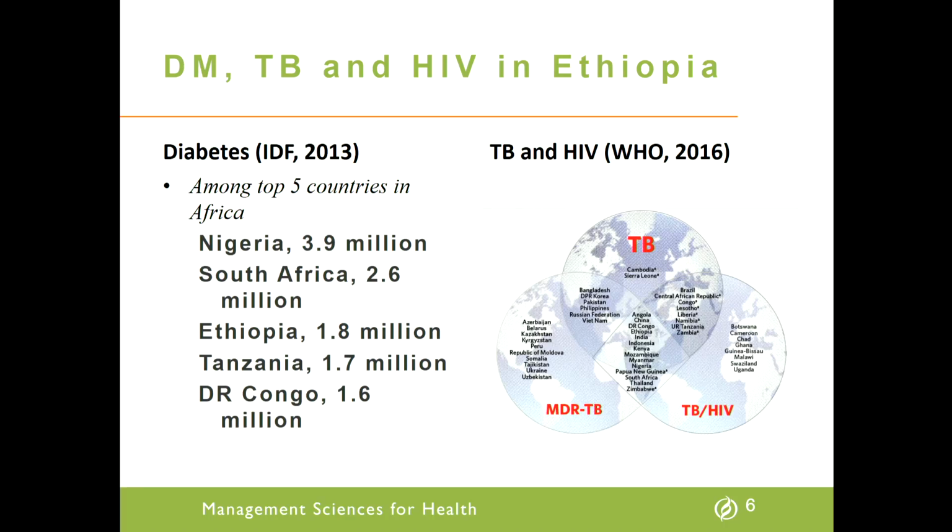So we did this as part of our commitment to take action and show that we can implement integrated service delivery for TB, diabetes, and HIV. We did this in Ethiopia. Ethiopia is a big country with 96 million people. And as you see there, it's among the top countries for TB, MDR TB, and HIV. We are the third, actually, in that recent WHO report.